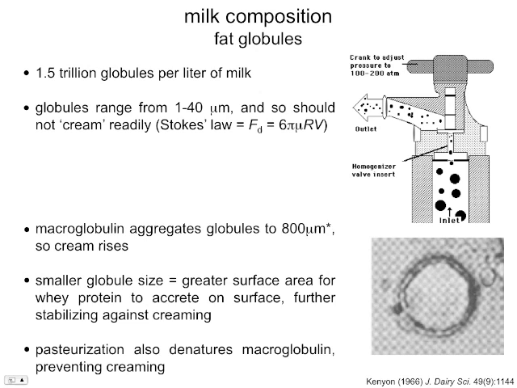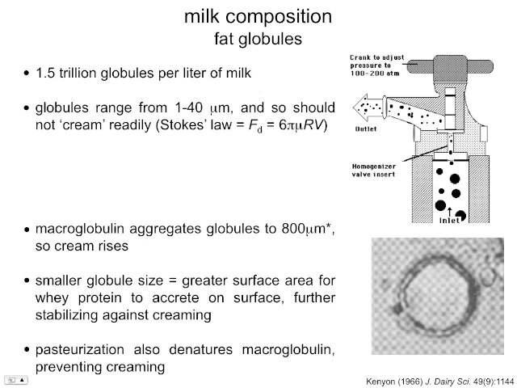Well, this macroglobulin effectively creates particle sizes of 800 microns or more because of this cross-linking effect. Now, that is an order of magnitude or greater than the sizes of the raw milk particles, and so the cream readily separates from the milk.